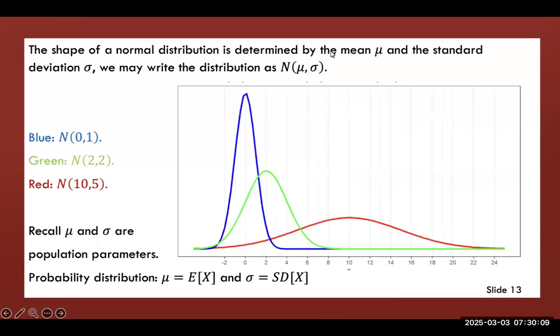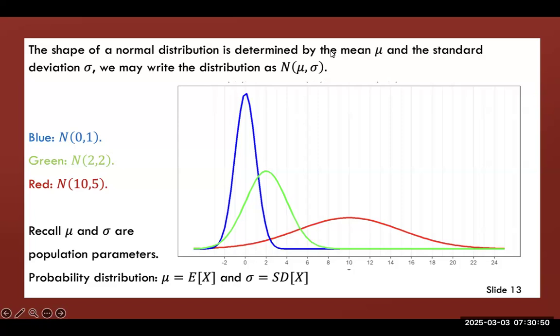Here I have 3 graphs, a blue, a green, and a red graph, and let's just compare them. They all have different means. The blue graph, you look at the center of the blue graph, it has a mean of 0. The green graph has a mean of 2, and the red graph has a mean of 10. So that moves the graphs left and right. And we can see that the blue graph is the most narrow, so it has the smallest standard deviation. The green one is in the middle when it comes to standard deviation. It's a little bit wider and shorter. And then the red graph has the largest standard deviation.